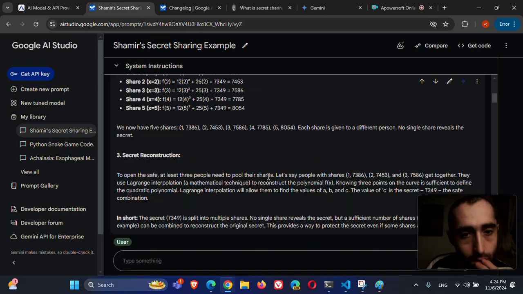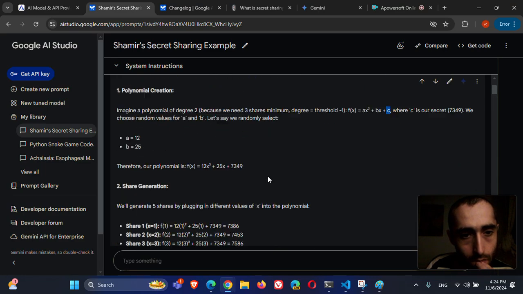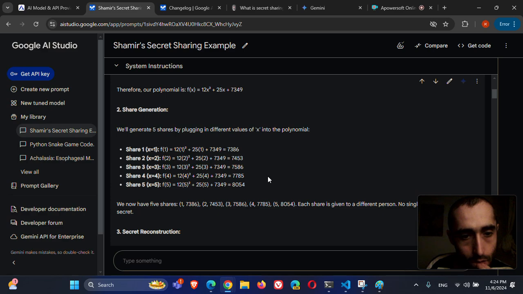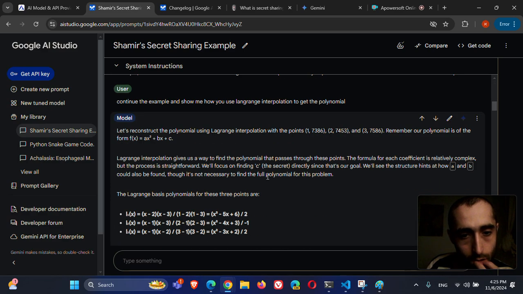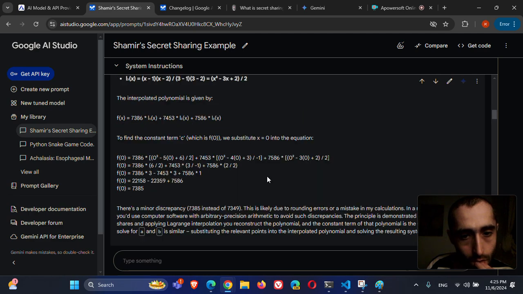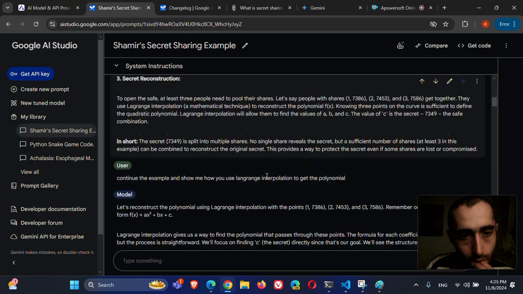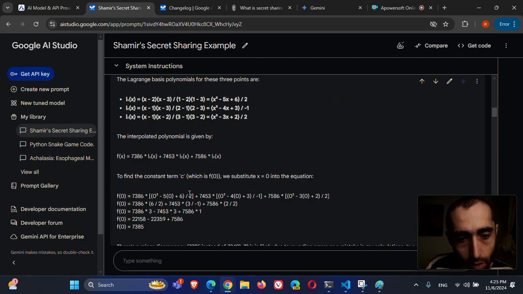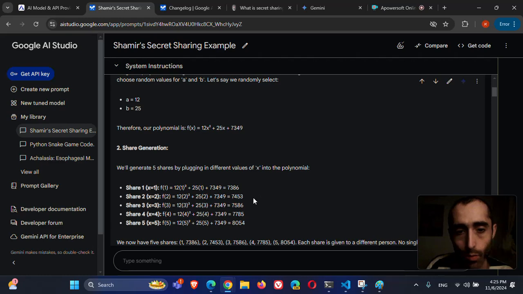Okay, and in the end, I want to show you something. In the end, we will create a polynomial. This will be our polynomial. We will plug in x equals 0. Here is the plug-in, and we will get the value at x equals 0, which will be the secret. So this is what we will do.